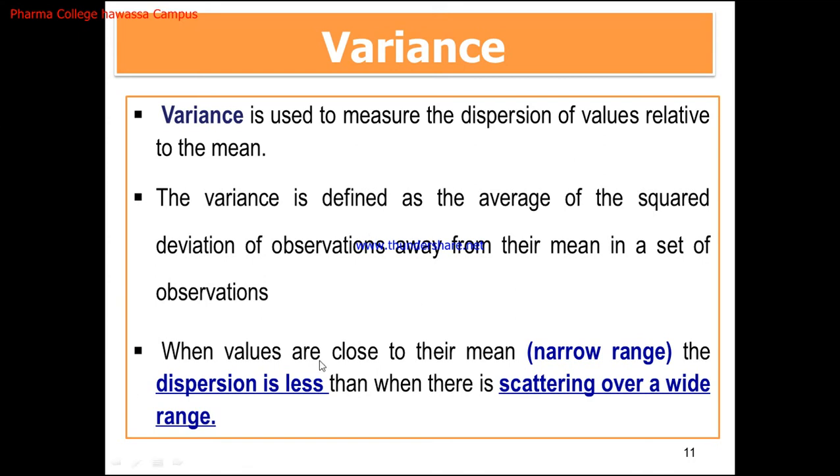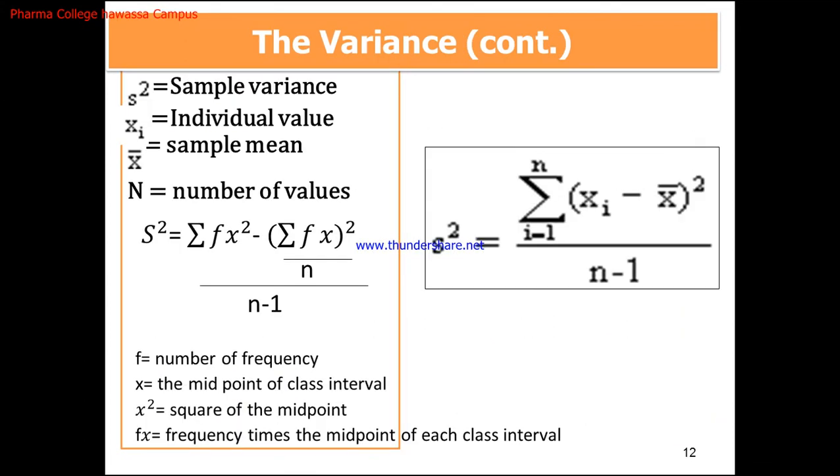When the values are closer to their mean, or in a narrow range, the dispersion is less than when there is scattering over a wide range. So if the value of the variance is small, we can say the dispersion is less, or the data is less dispersed. If the value of the variance is very high, we can say the dispersion is high, or the data is highly dispersed. However, the variance is not commonly used.